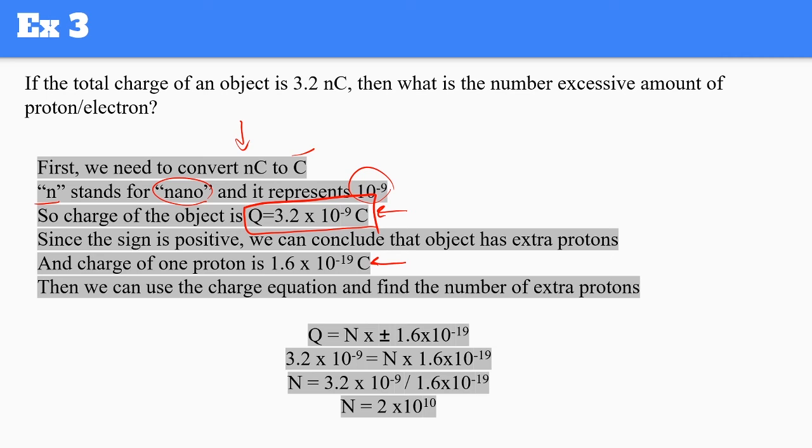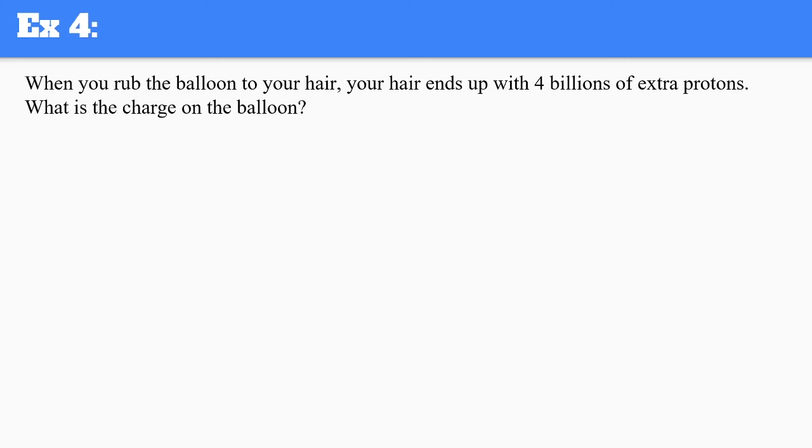A way for us to do this is to divide this 3.2 times 10 to the power of negative 9 by the charge of 1, which is 1.6 times 10 to the power of negative 19. And once you divide it, you will find that you have basically 20 billion protons in your system. And the next one: you rub your hair with the balloon, and then your hair ends up with 4 billion extra protons.